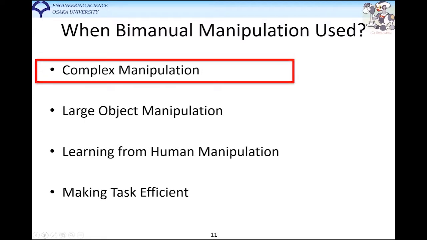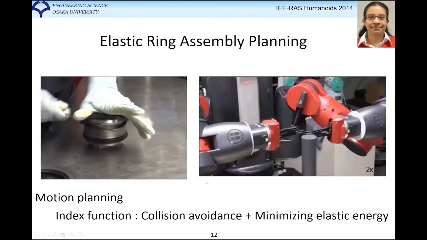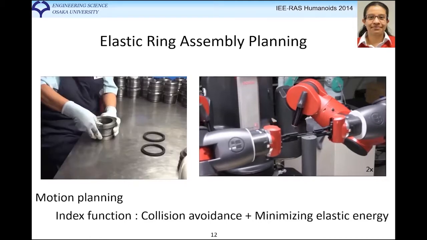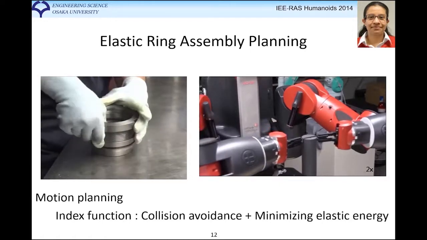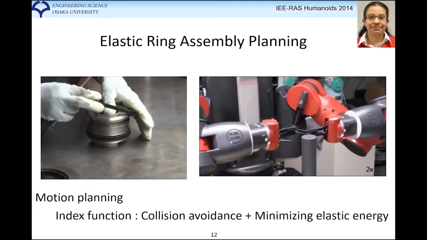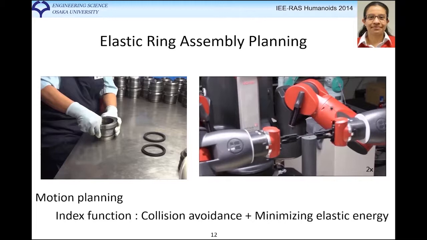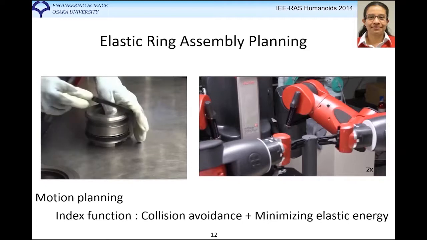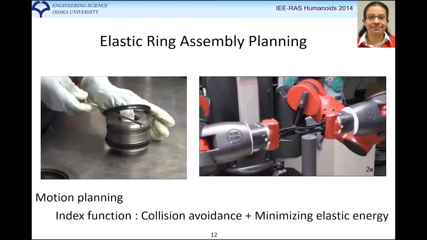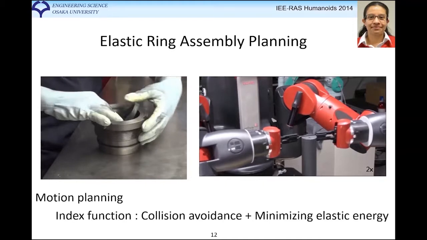And first, I would like to explain about complex manipulation. In the video on the left-hand side, a human worker is trying to assemble the oil sealing to the cylinder. This is a highly complex and skillful task. And on the right-hand side, we applied the motion planner to this problem. In this case, we use an optimization-based planner. And we assume an index function composed of collision avoidance and minimizing the elastic energy. And we can realize such manipulation of an elastic ring.